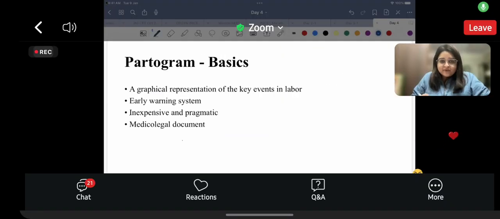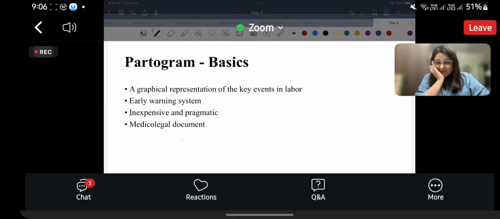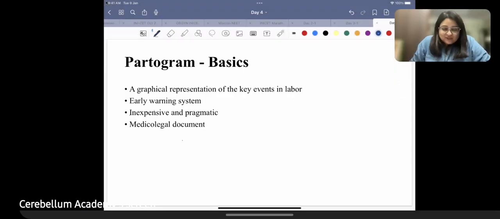Chalo, partograph. Partograph is very important. You also slept off in my class. You also, oh my God. Okay. Chalo, coming back to partogram.